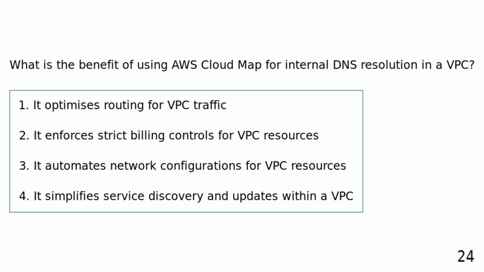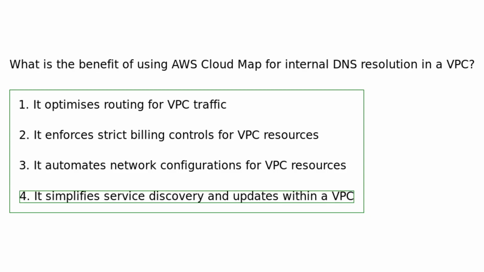What is the benefit of using AWS Cloud Map for internal DNS resolution in a VPC? It optimizes routing for VPC traffic. It enforces strict billing controls for VPC resources. It automates network configurations for VPC resources. It simplifies service discovery and updates within a VPC. Using AWS Cloud Map for internal DNS resolution in a VPC simplifies service discovery and updates within the VPC, making it easier to manage and connect VPC resources.